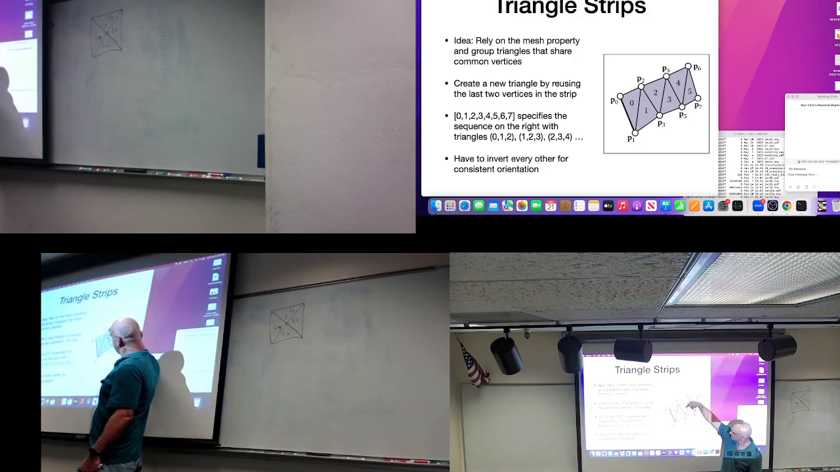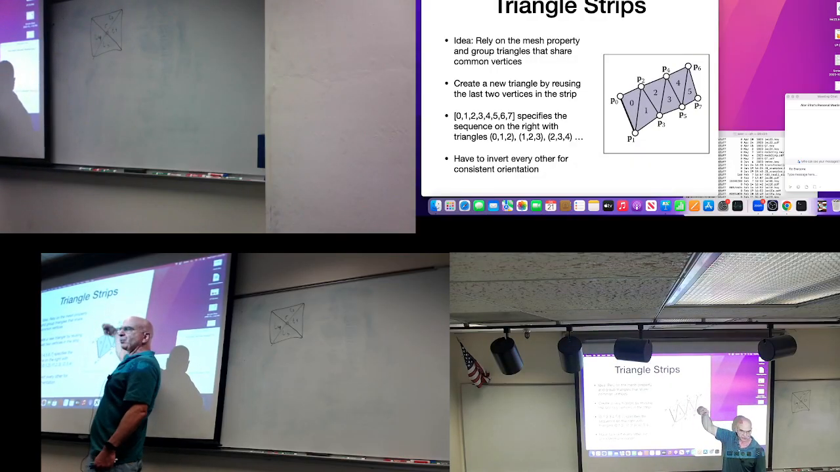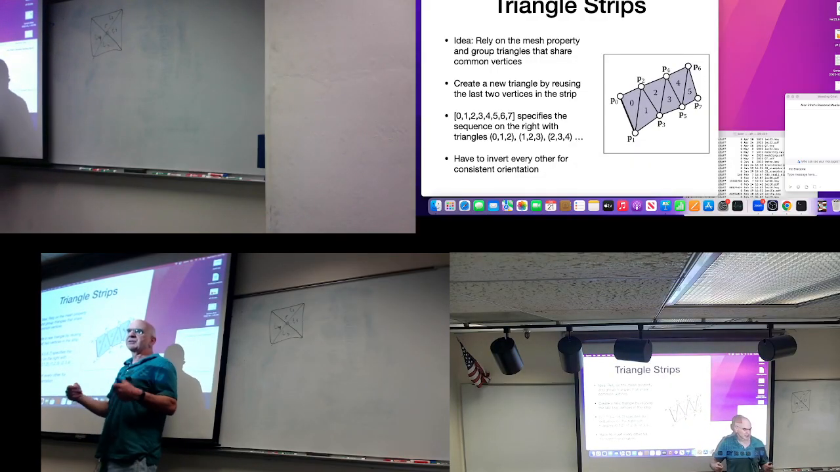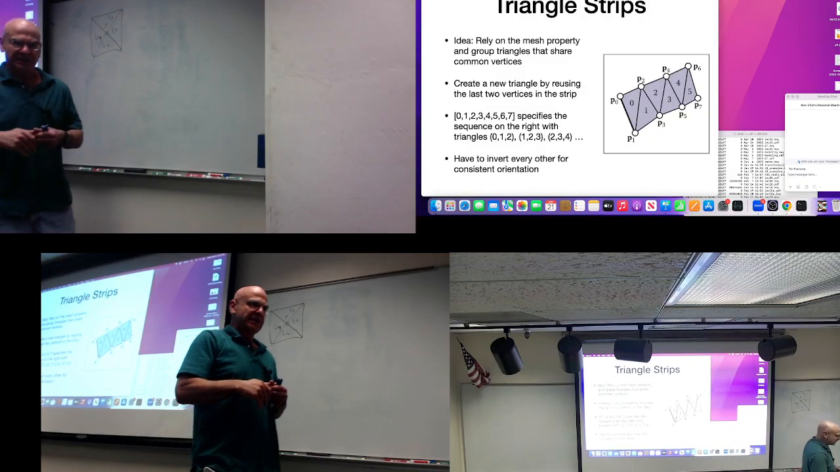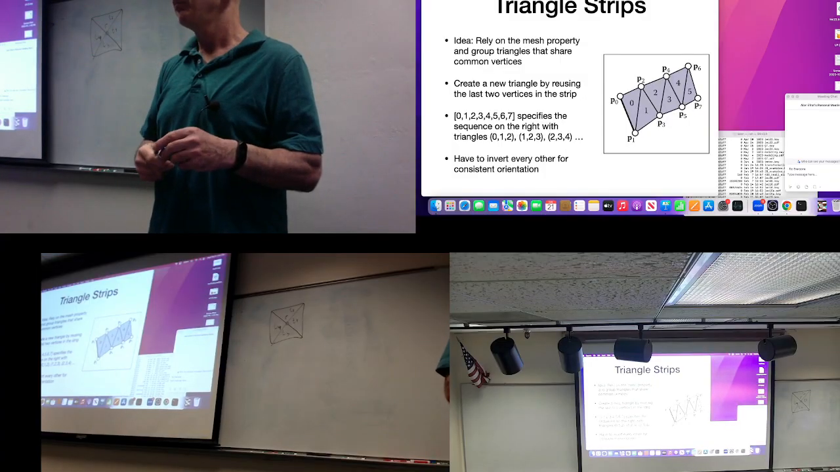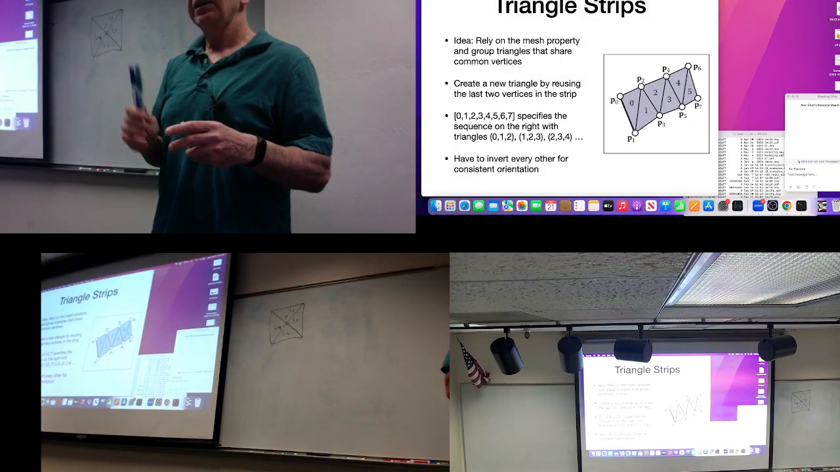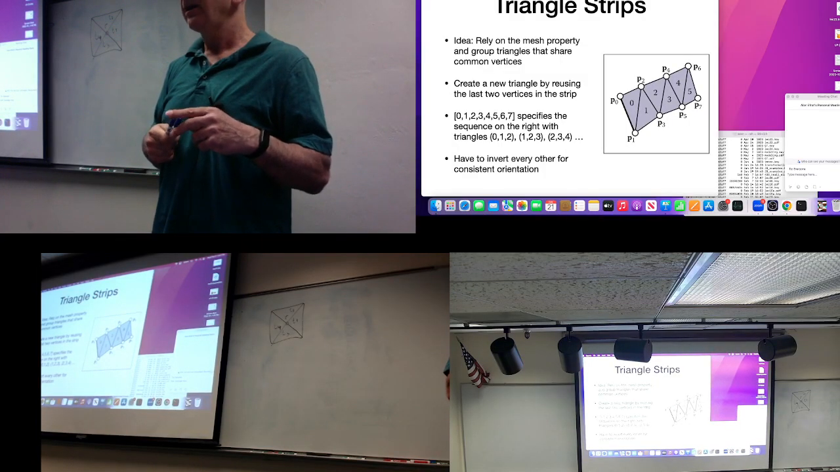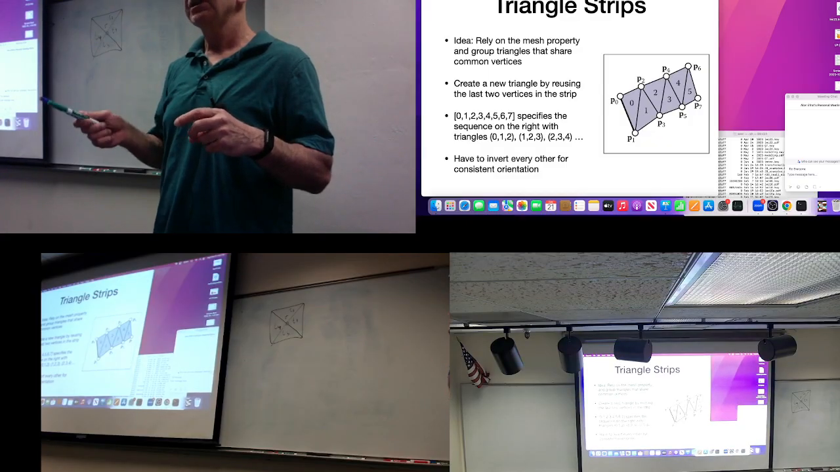The last two vertices that are reported are P2, P3, and I'll tell you about P4, just one more vertex, and so on. So instead of telling you the list of all the vertices, just one more vertex each time. Okay?